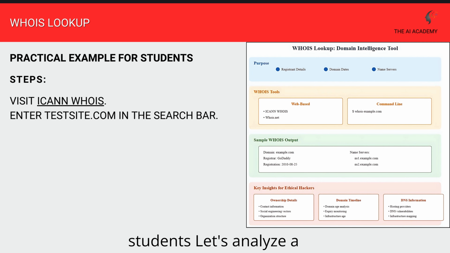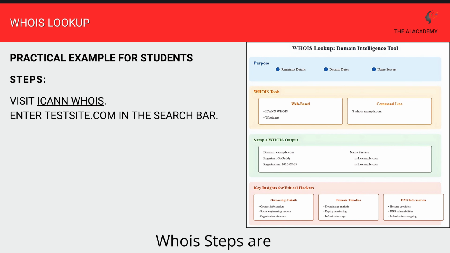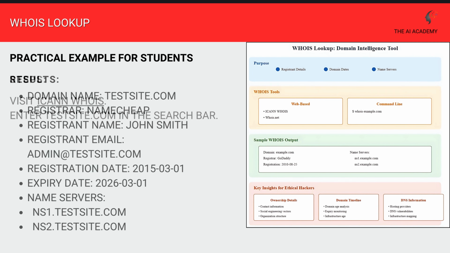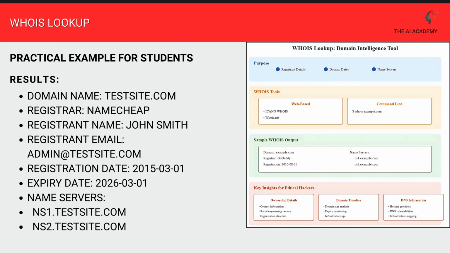Practical example for students. Let's analyze a domain, testsite.com, using ICANN-Whois. Steps are: visit ICANN-Whois, enter testsite.com in the search bar, and review the output. Results may look like: domain name, testsite.com. Registrar, Namecheap. Registrant name, John Smith. Registrant email, admin@testsite.com. Registration date, March 1, 2015. Expiry date, March 1, 2026.